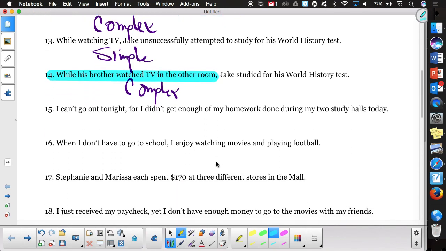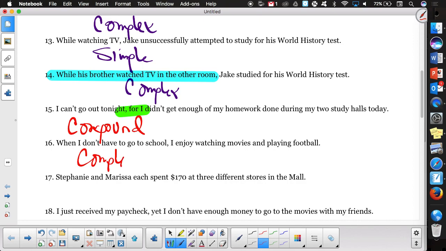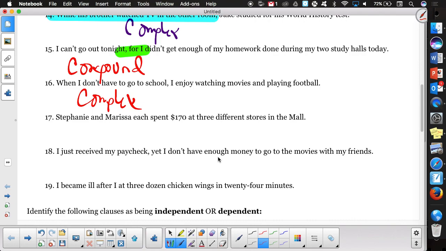I can't go out tonight, for I didn't get enough of my homework done during my 2 study halls today. George? Compound, what's the coordinating conjunction? For. That one that we were like, when in the world would you use that one? This would be an example. When I don't have to go to school, I enjoy watching movies and playing football. Complex. Stephanie and Marissa each spent $170 at 3 different stores in the mall.